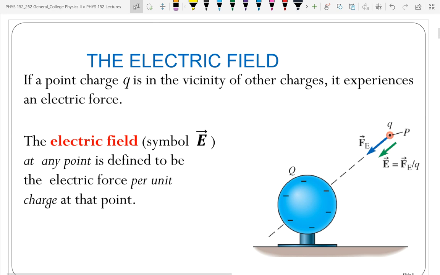Okay, now to the electric field. And when I talk about the electric field, I always preface it by putting something we're comfortable with. Fields, I think, can be confusing in physics. But we've already talked about a force field for a long time. The force field we've been talking about is the gravitational force field.